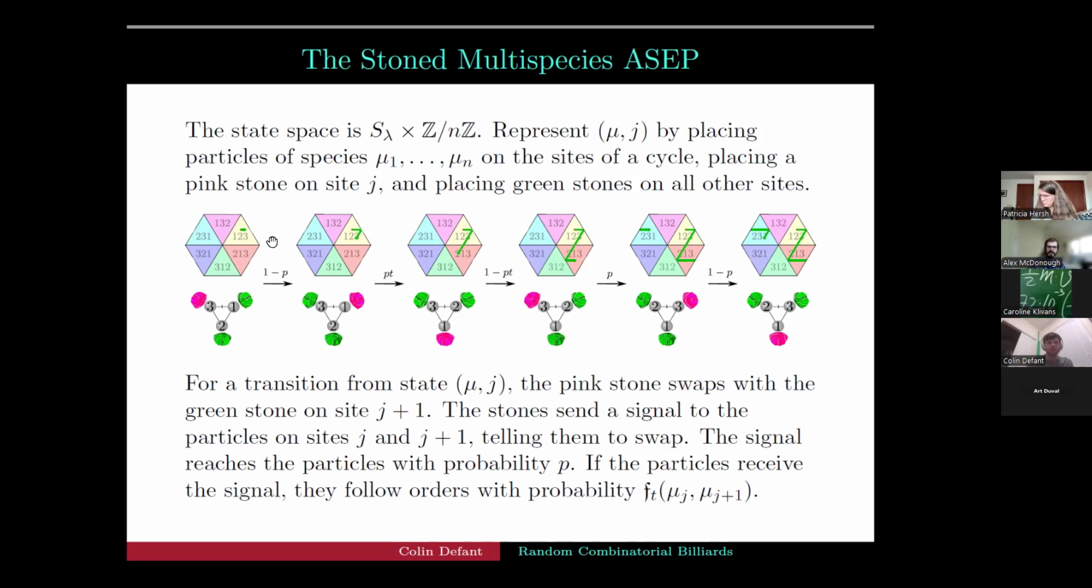an adjacent alcove. So here, the beam of light reflects, and then it passes into this adjacent alcove, and then here it reflects, and then here it passes into an adjacent alcove, but this is a torus, so it had to wrap around like this, and then it reflects again here. So the stone multi-species ASEP is encoding this random combinatorial billiard trajectory in some way.